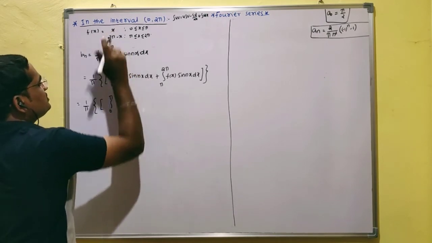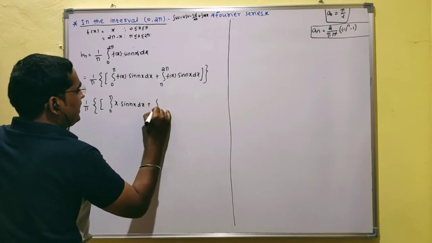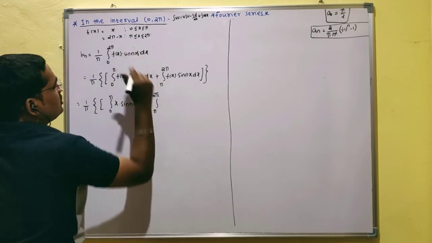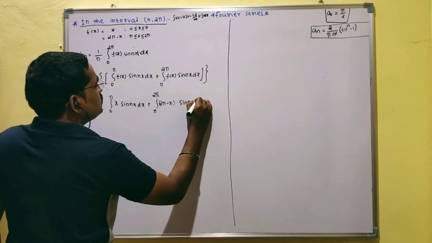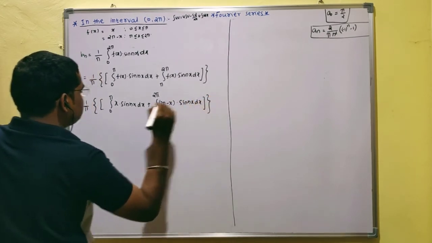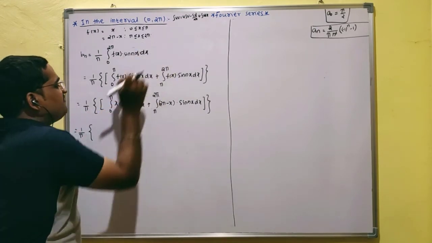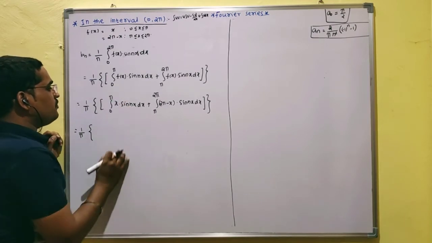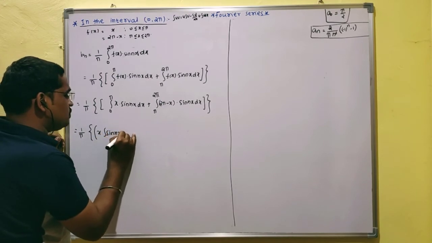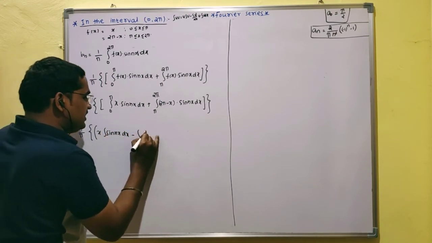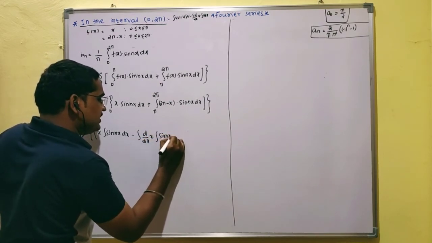For this range, what is the function? X into sin nx into dx plus integration pi to 2 pi. For this range, what is that function? 2 pi minus x, 2 pi minus x into sin nx into dx. This bracket complete and this curly is complete, which is equal to 1 upon pi as it is in this curly. Okay, applying this formula for finding this integration, and this range is 0 to pi. Now this first function as it is, okay, into integration of second sin nx into dx minus integration of d by dx of x into integration of sin nx into dx.